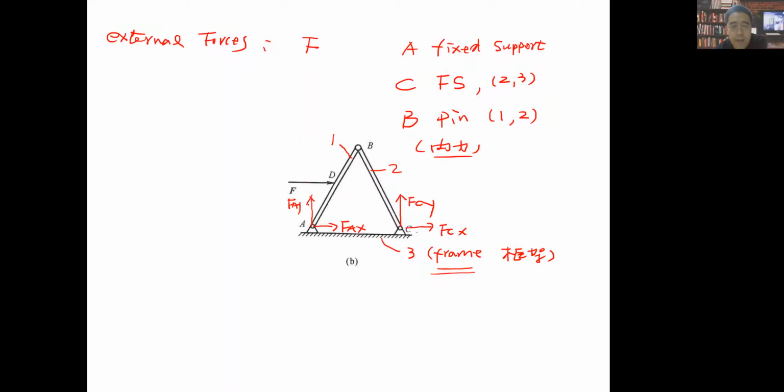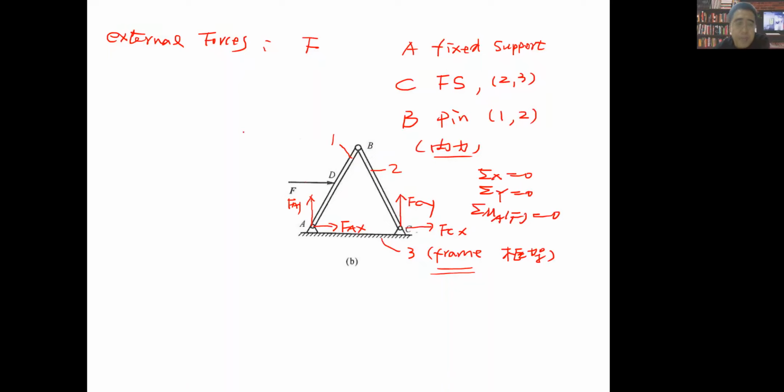So when we select the whole system to be studied, the force analysis will be like this. F, FAY, FAX, FCY, and FCX are all external. So based on these five forces, we give the equations: sigma x equals 0, sigma y equals 0, and sigma M about some point, say A, equals 0.